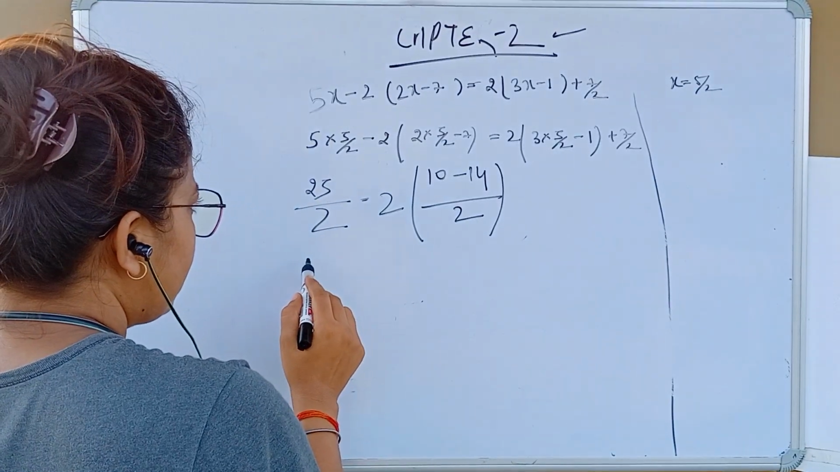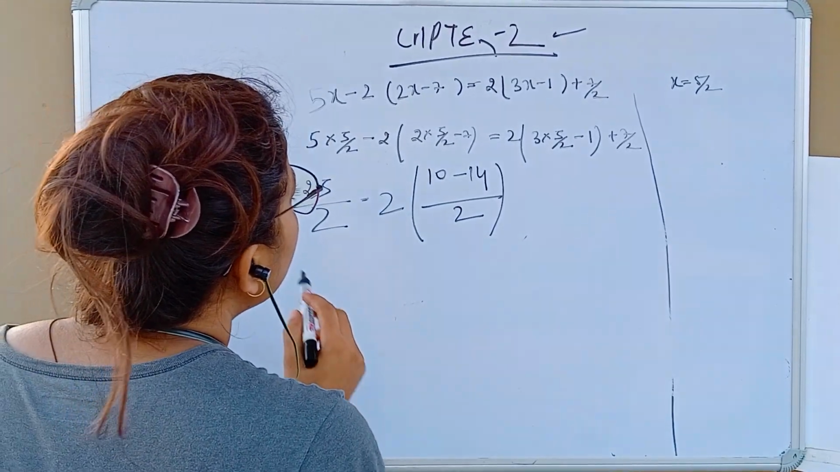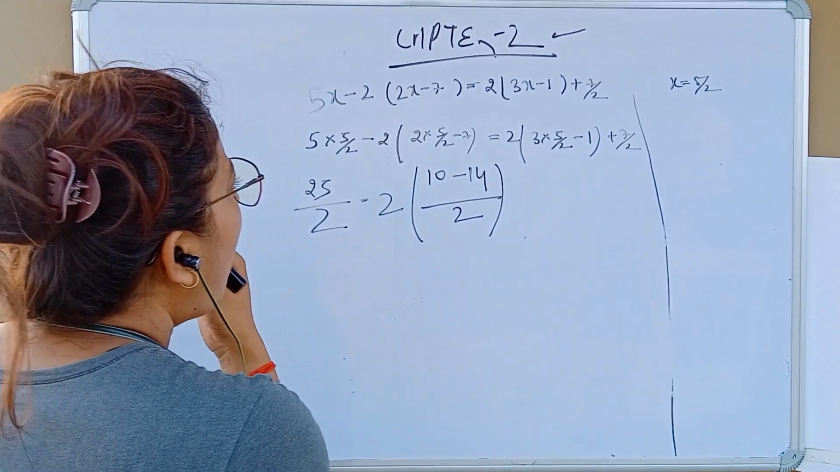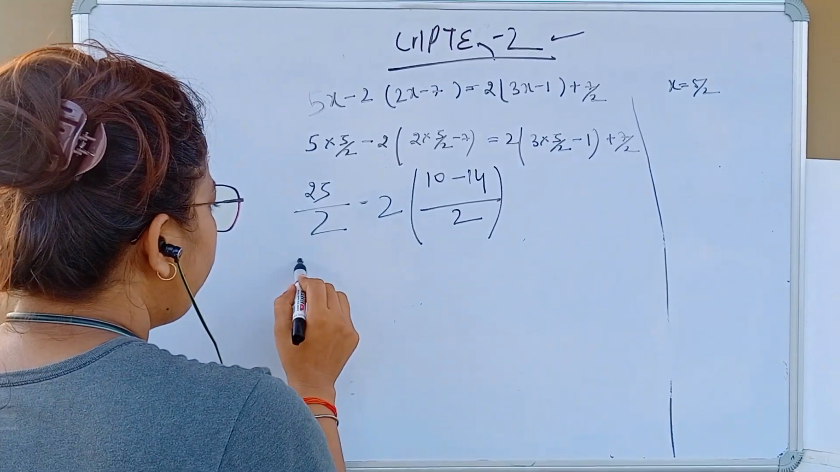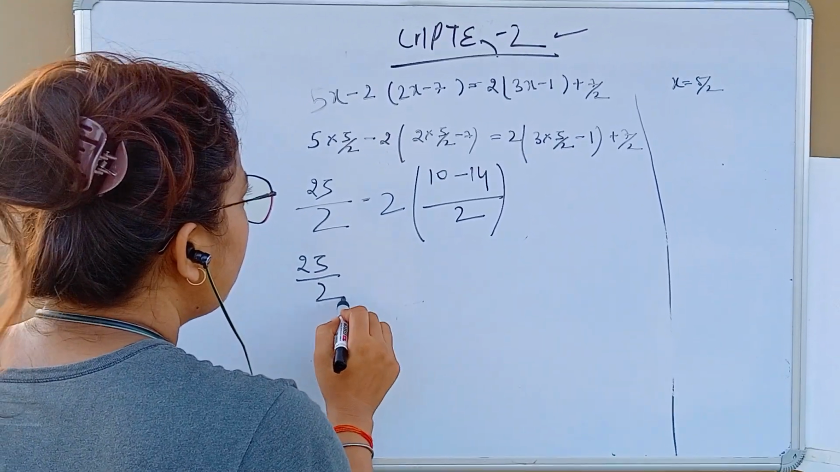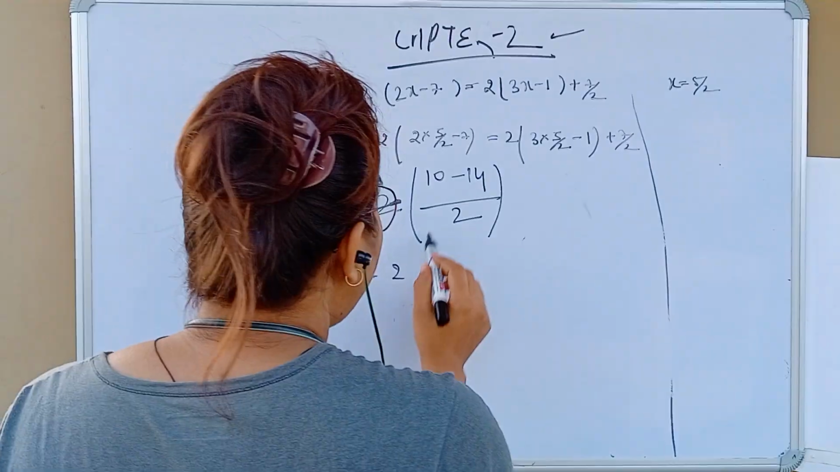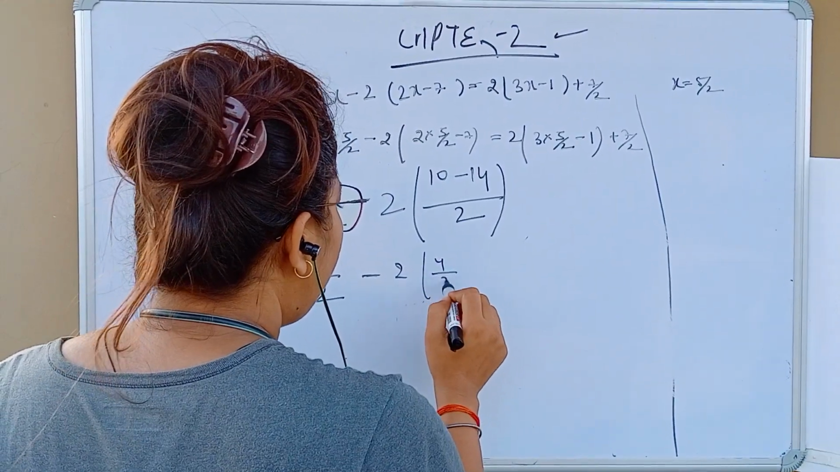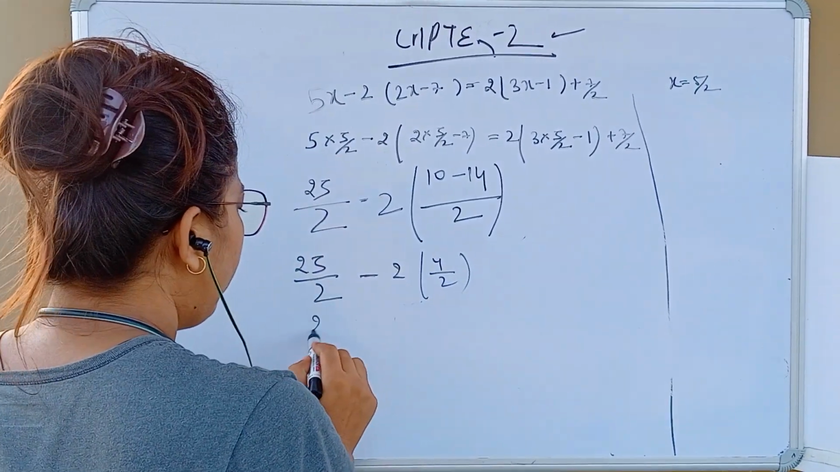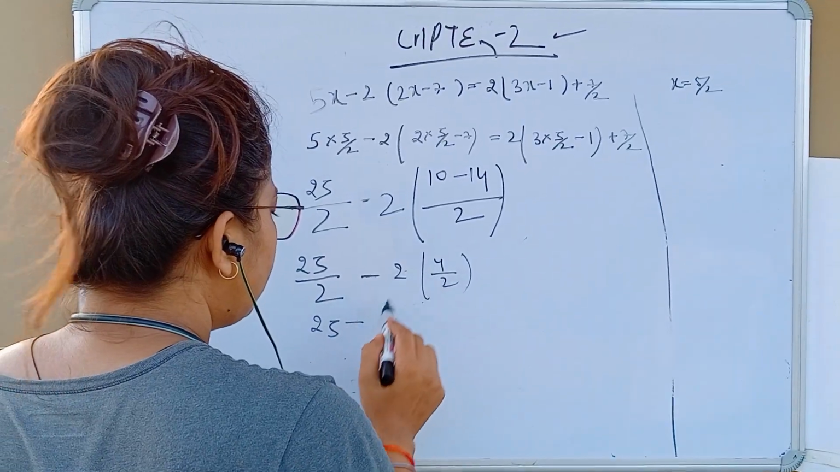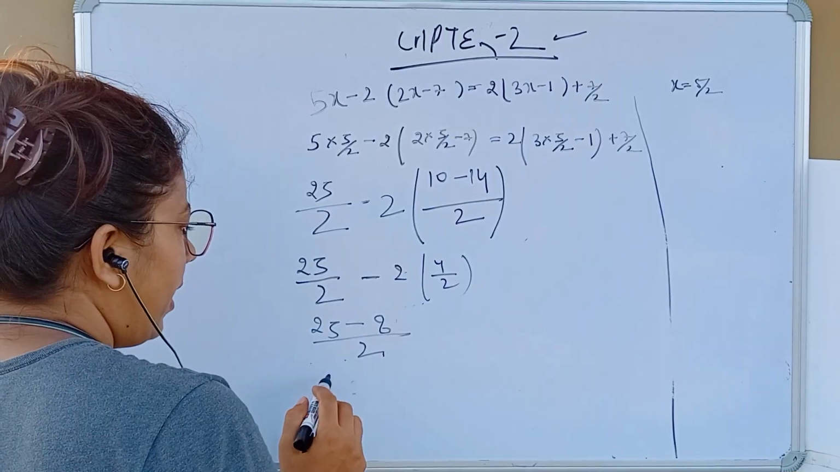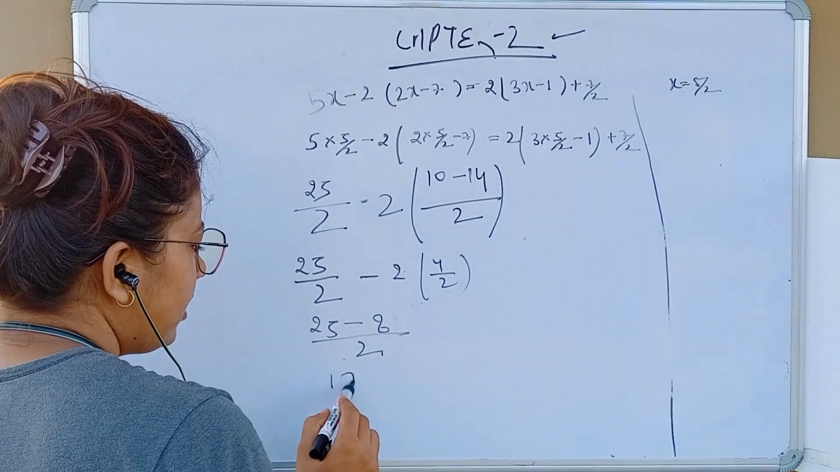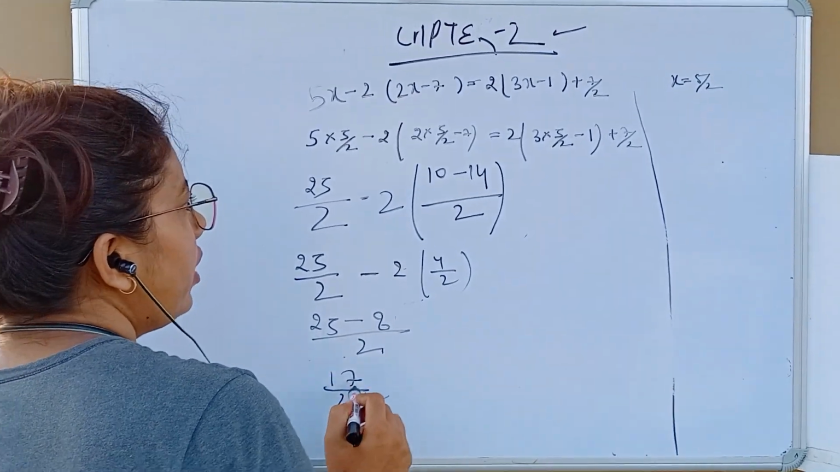So first we solve this question. Okay. So 25 divided by 2, that is 2 and 10 minus 4, 4 by 2. If we write 25 minus 2 fours are 8 divided by 2. So 25 minus 8 is equals to, I think, 17. 17 by 2 in LHS.